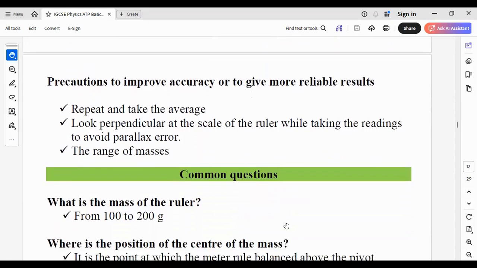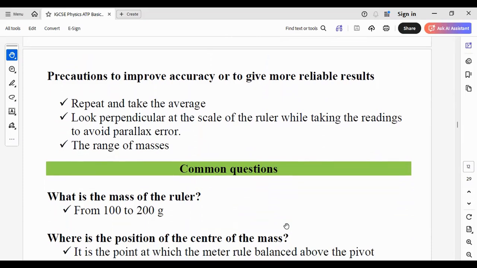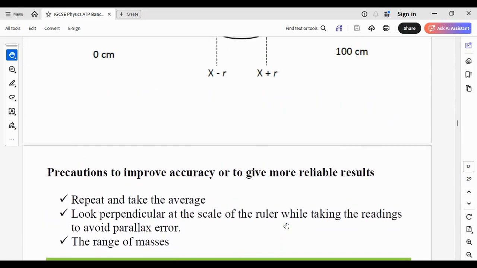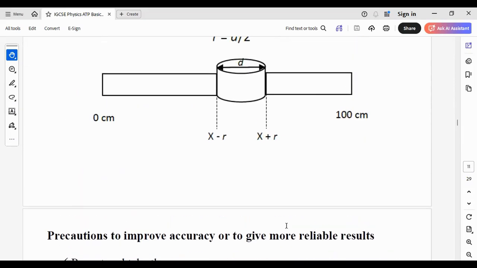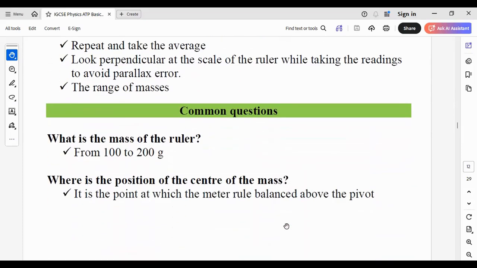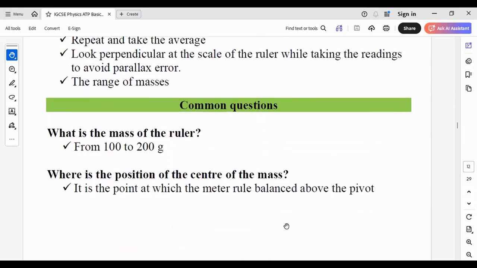The common questions are, what is the mass of the ruler? Usually students do not remember it, so it's from 100 to 200 grams. Where is the position of the center of mass? It is the point at which the meter rule balances above the pivot. So it's usually at the center. If it asks you to state it, then state that for a uniform meter rod it's 50 or about 50. But the common answer is where the meter rule balances above the pivot.